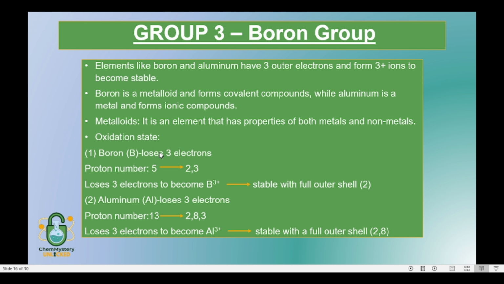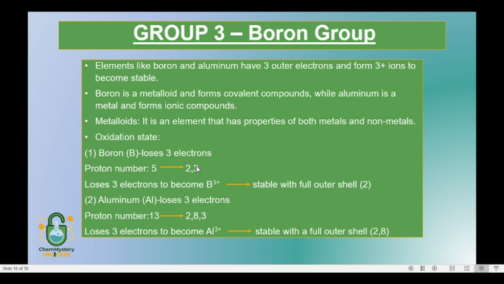Now let's move on to the oxidation state. Boron is the first example. Boron loses 3 electrons. What is the proton number of boron? The proton number of boron is 5, and there are 5 electrons. So electronic configuration is 2 electrons in the first shell, 3 electrons in the second shell.